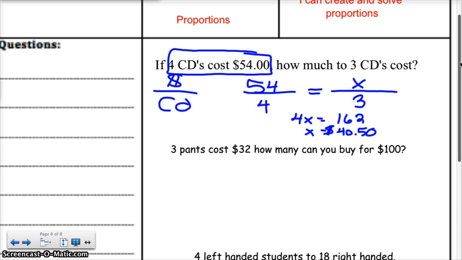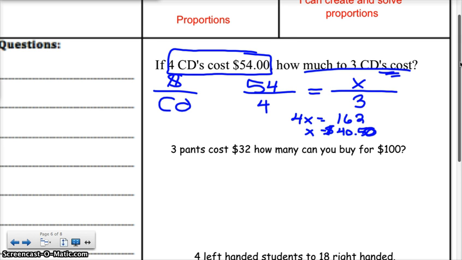What happens if we accidentally do that on our homework? I want you to be very careful about it. So I'm going to trust that you're not going to do that. Because this is real life application, so you're always saying, okay, 40.5, what am I talking about? That's how much 3 CDs are going to cost. I got cents going on here, so it should be 40.50.